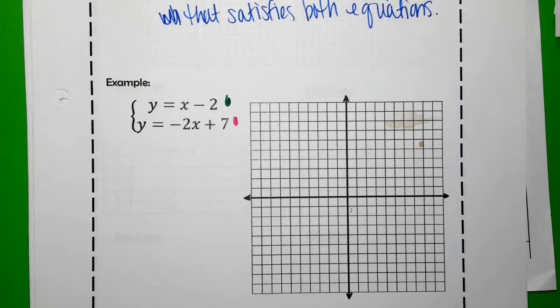So it's a level 3. What are we differentiating? The different equations. We're trying to see where they intersect.